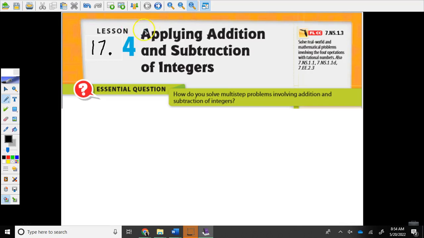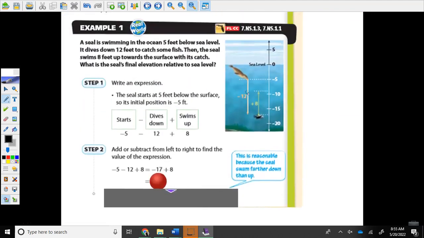Lesson 17.4, applying addition and subtraction. Okay? So in 17.1, you learned to add integers with the same signs. 17.2, you learned to add integers with different signs. And then in 17.3, you learned how to subtract integers, which was with keep, change, change. Okay, so now we're getting into 17.4, which is like word problems and working it out from there. So let's start it off.